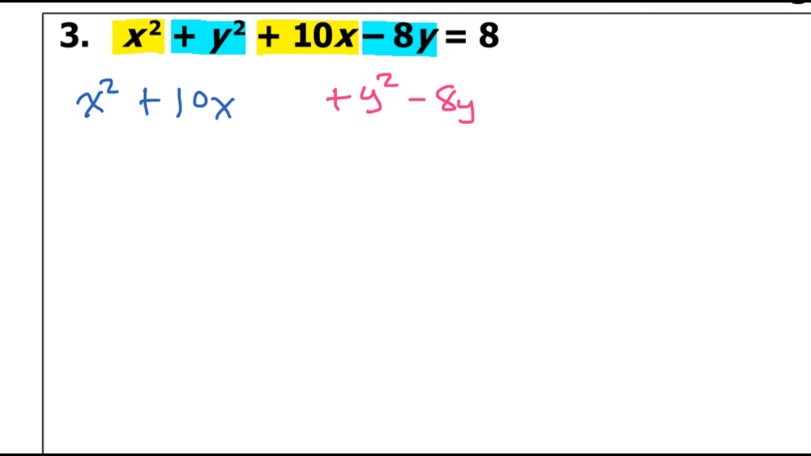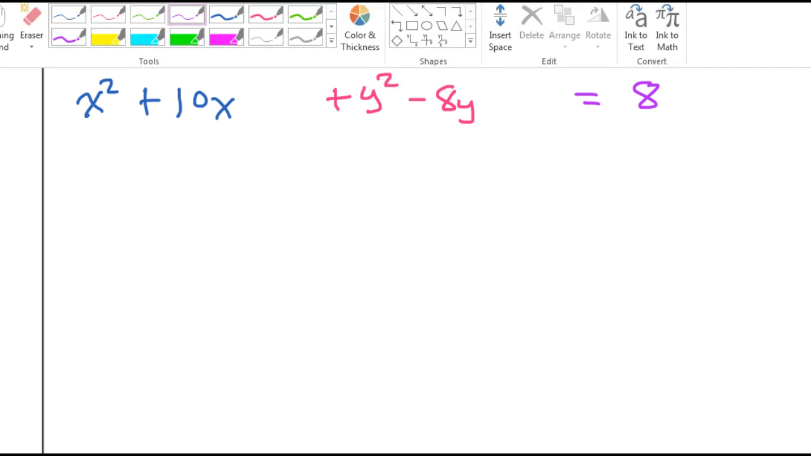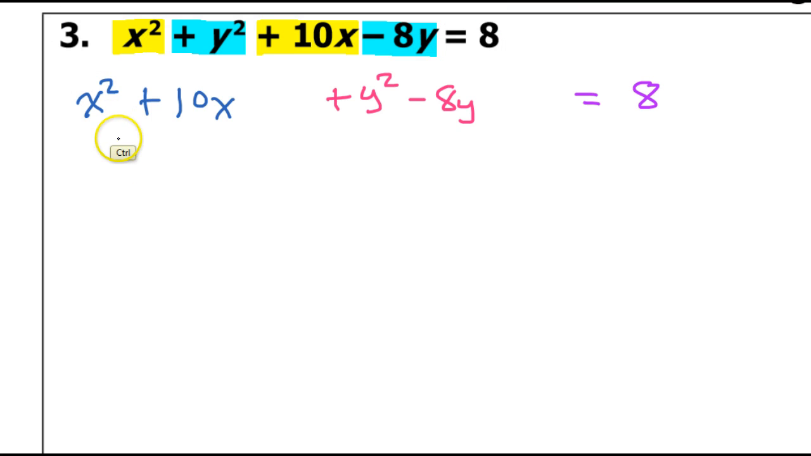And again, I'm going to leave a space before I put the equals 8 at the end. So in a previous video, we learned to complete the square. And here's how that works. When we complete the square, it allows us to rewrite a trinomial as a binomial squared. So I'm going to go ahead and get ready for that. I'm going to have a binomial squared.